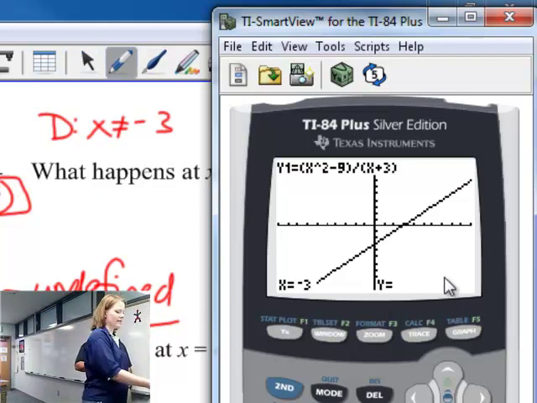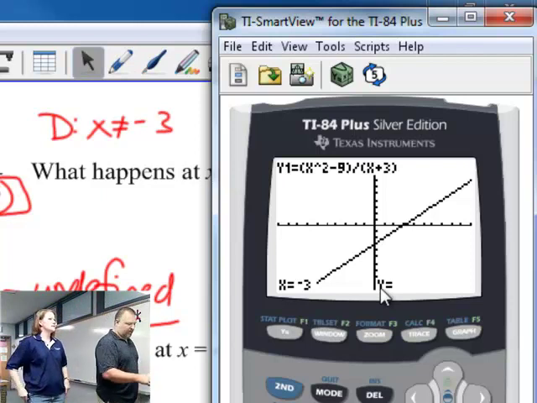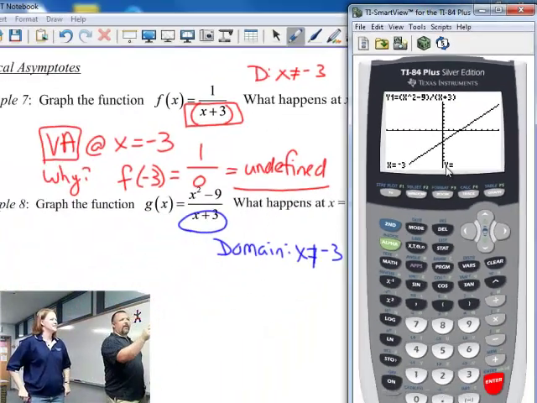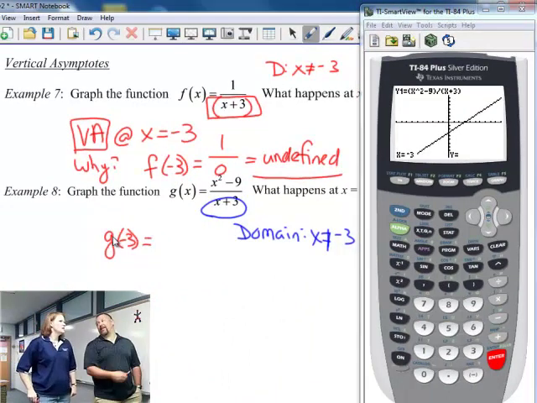What's the y value when x is negative 3? It won't write on the calculator, but there is no y there. Why not? Because it doesn't exist. It wasn't in our domain. Well, let's try this for a minute. Let's plug in g of negative 3.